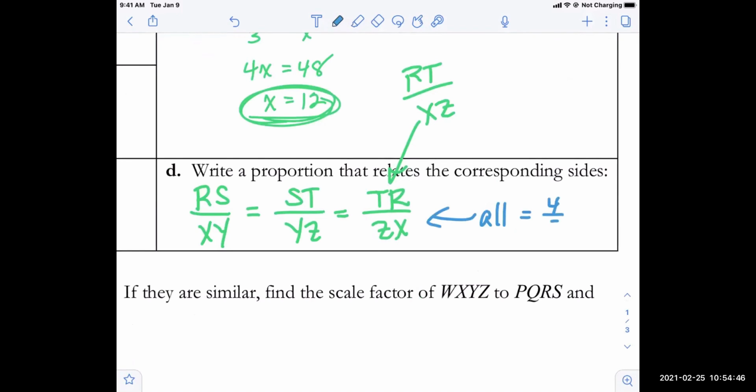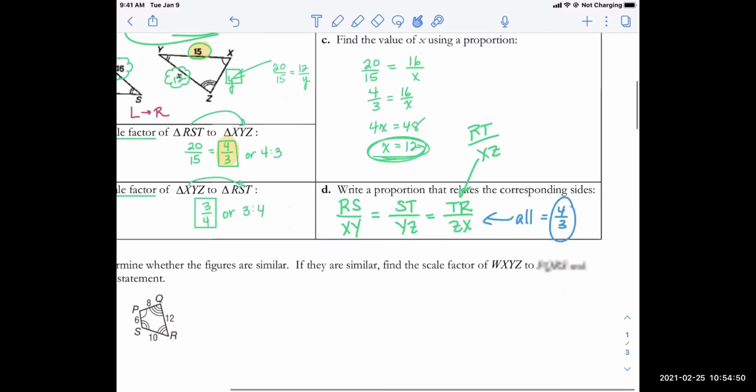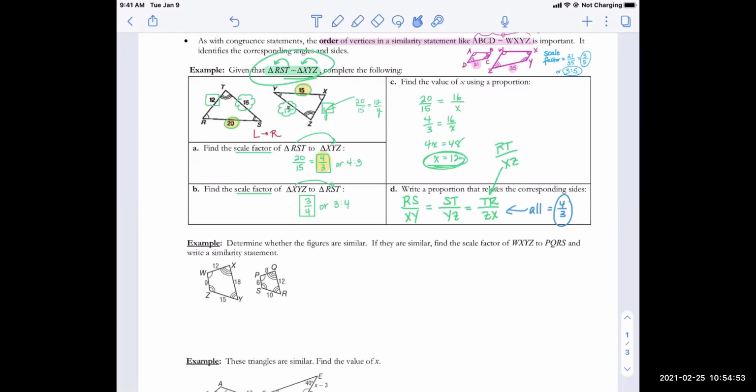What's 4/3 called again? 4/3 is the what? Scale factor.